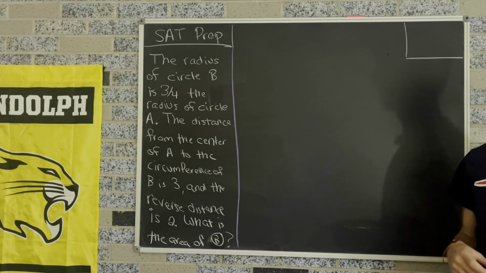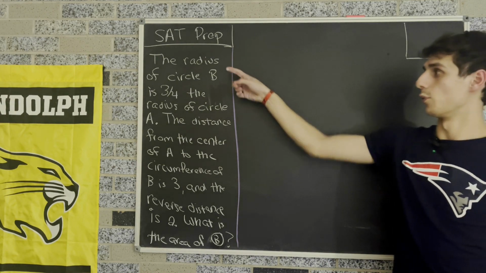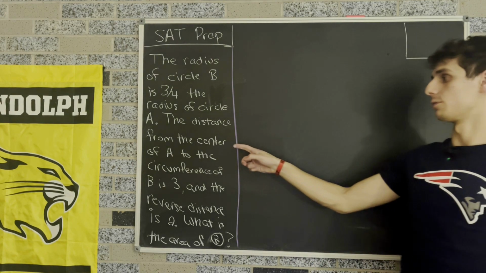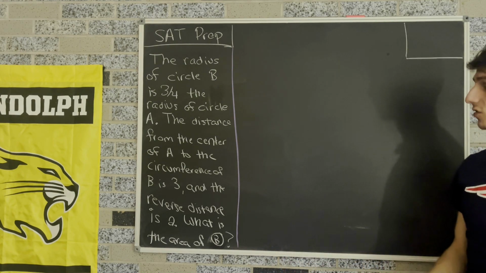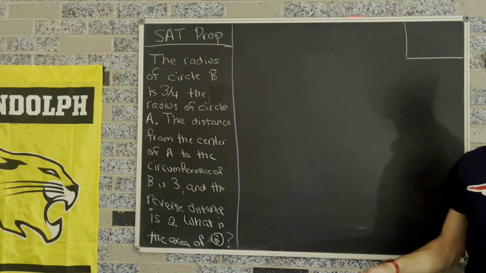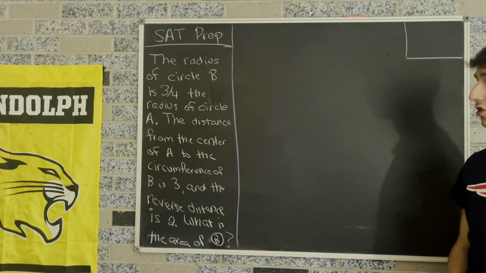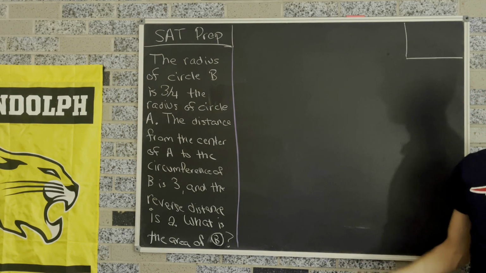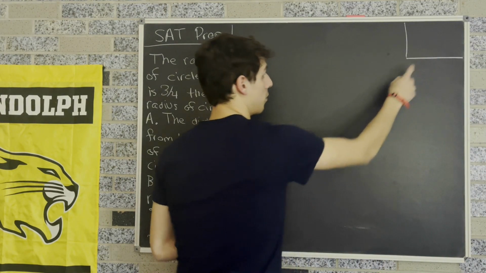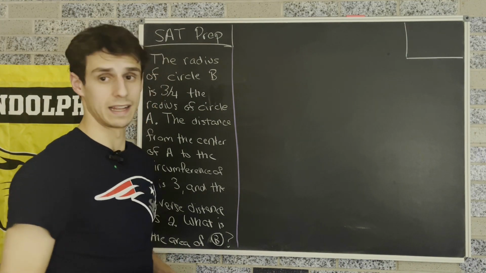Okay, so here we have our last problem of the day. And it tells us the radius of circle B is 3/4 the radius of circle A, and that the distance from the center of circle A to the circumference of circle B is 3, and the reverse distance, the distance from the center of circle B to the circumference of circle A, is 2. And it asks us to find the area of circle B. I'm going to go ahead and put the picture from the problem right up here in the corner so we don't have to draw it out.